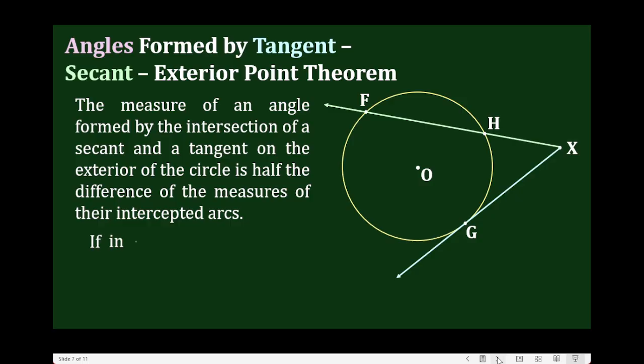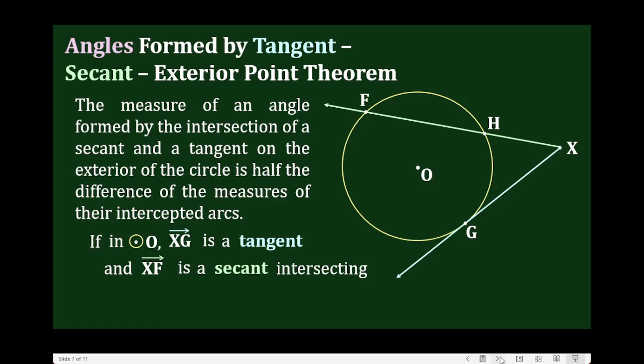Now, if in circle O, ray XG is a tangent and ray XF, this one, is a secant, intersecting at X, then the measure of this angle X equals 1/2 the measure of arc FG minus the measure of arc GH.